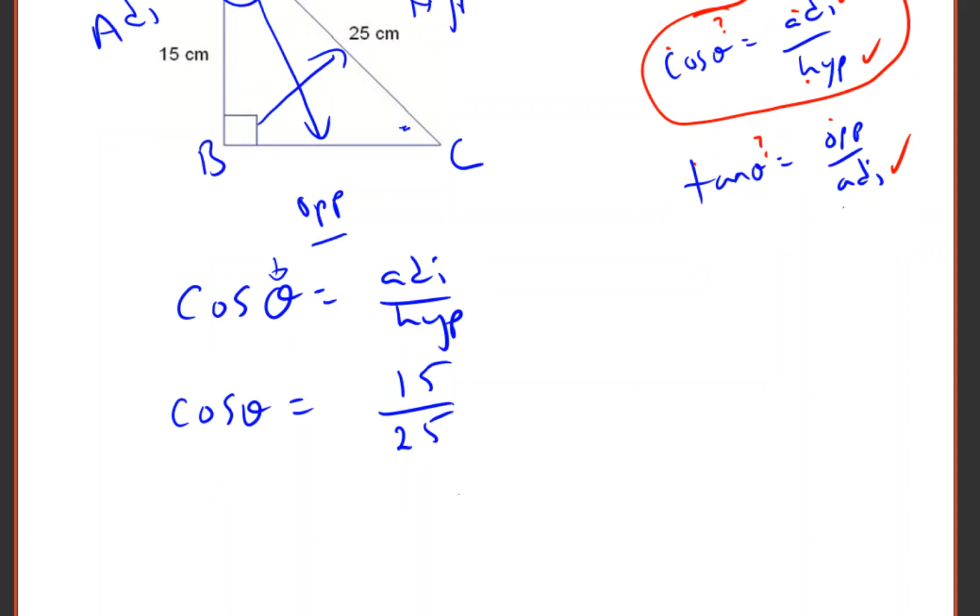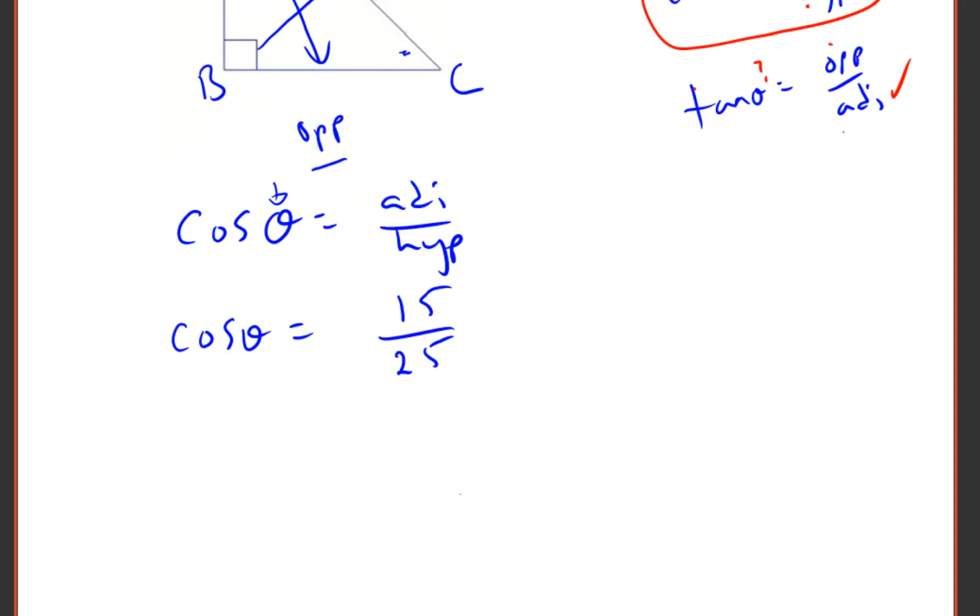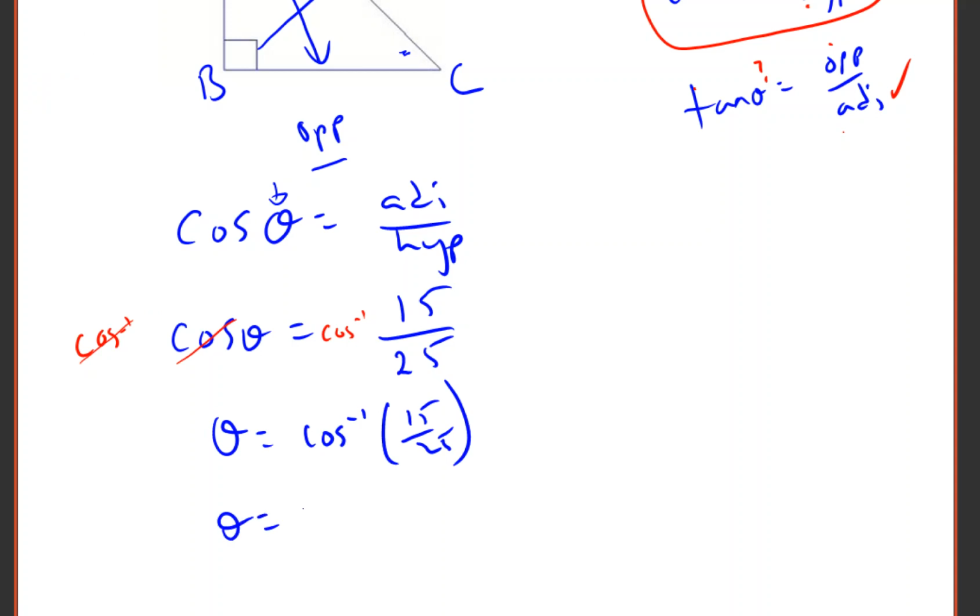Now here comes the weird part. I need to find the angle itself. So to find the angle, I'm going to undo the cosine on both sides. It looks kind of weird. It's cos negative 1, and I do cos negative 1 of this side as well. What that does is this cos negative 1 basically cancels out that cos, and now we're just left with theta equals the inverse cos, or cos negative 1, of 15 over 25. So let's get a calculator to do that for you to see what it looks like.